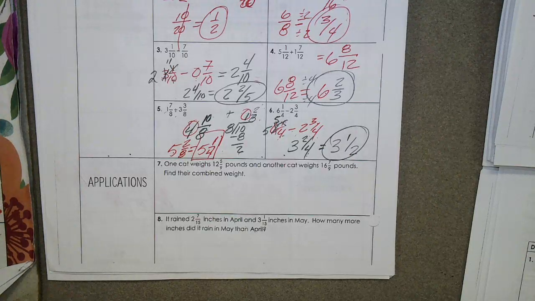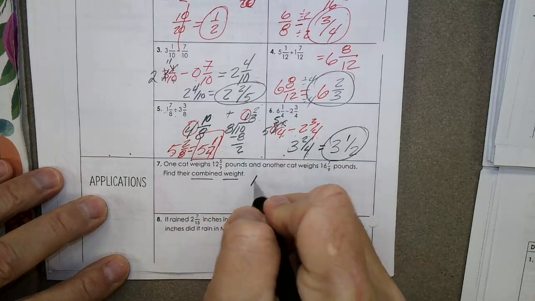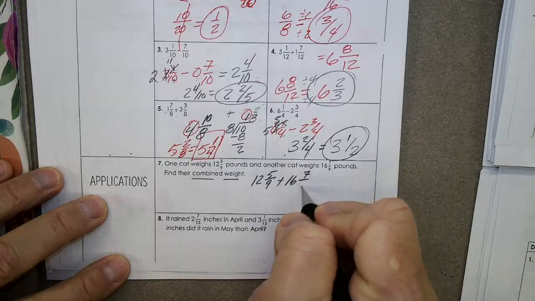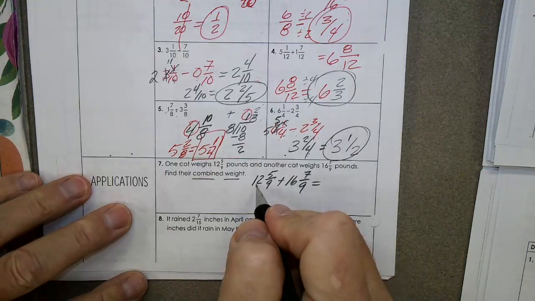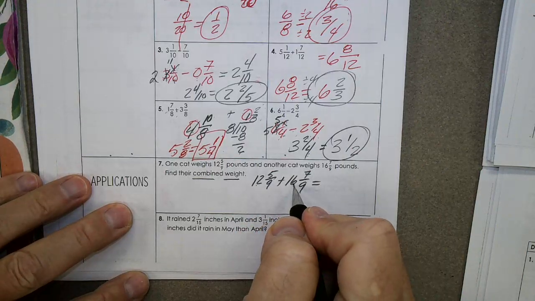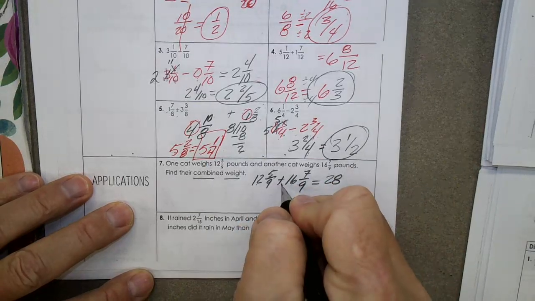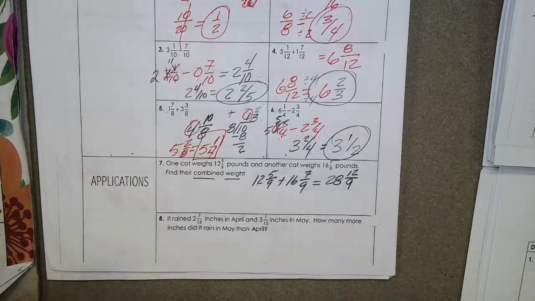All right, number 7. One cat weighs 12 5/9 pounds. And another one weighs 16 7/9 pounds. Find their combined weight. We need to add them. So 12 5/9 plus 16 7/9 is what it's asking us, right? Okay. So let's go ahead and combine our whole numbers. 12 plus 16 is 28. 5 plus 7 is 12. And we have 9, right?